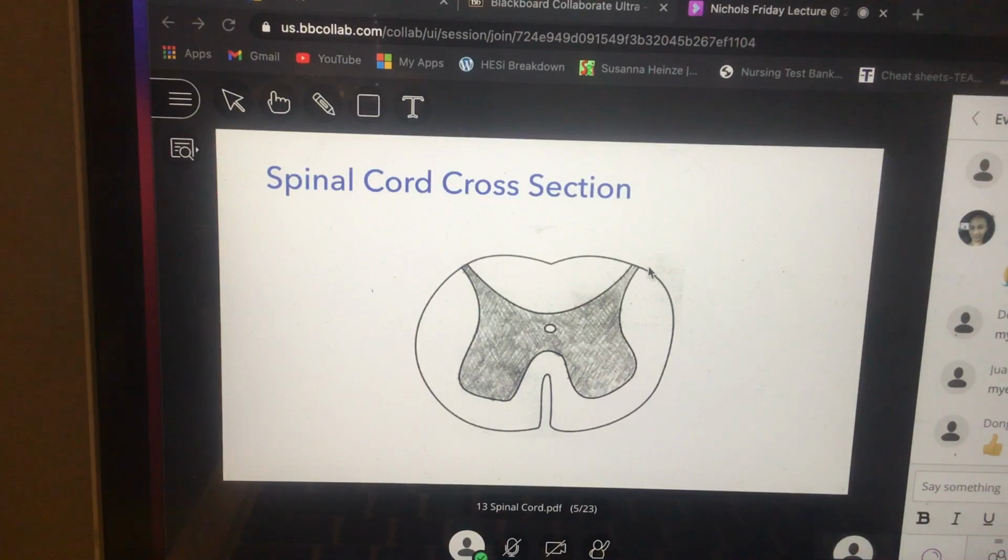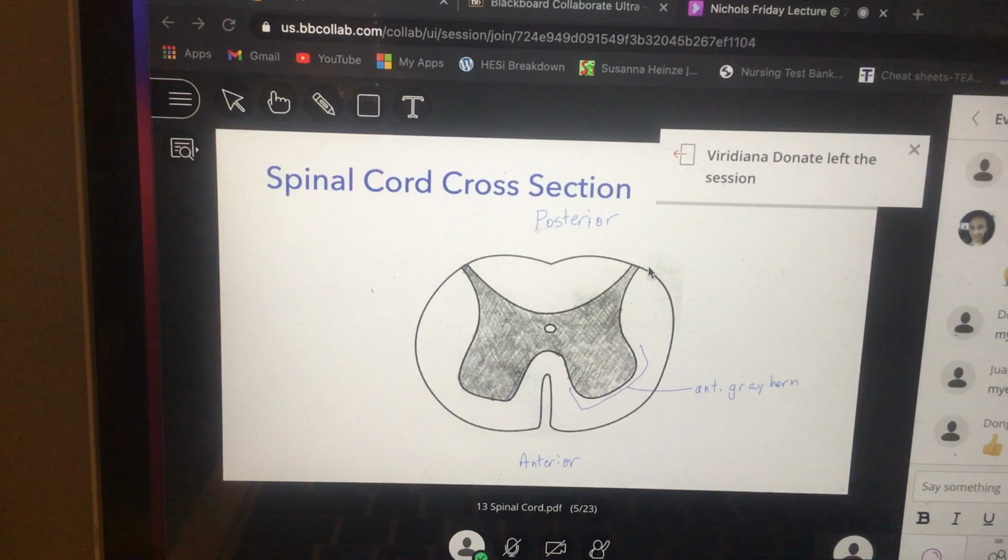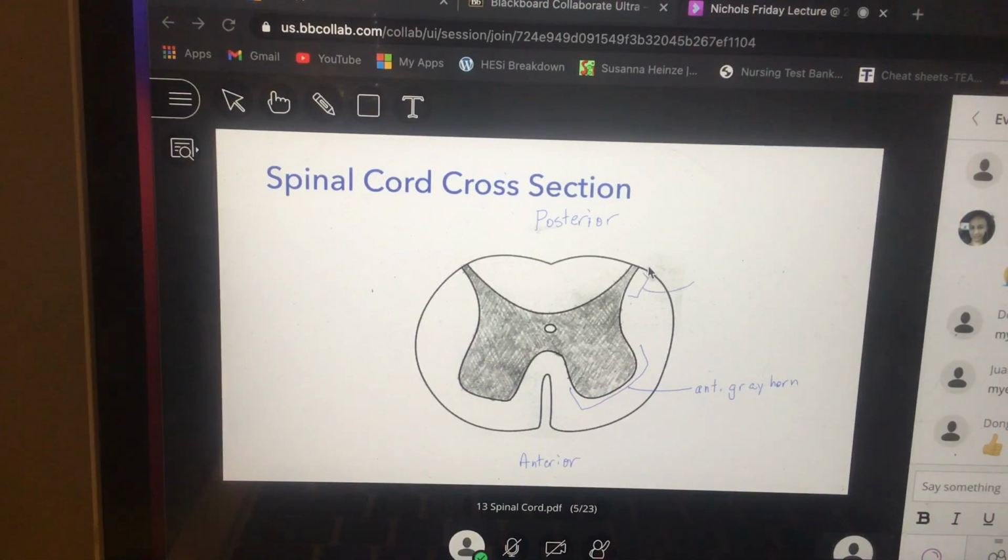Let's put some directions on here. This is posterior, so this would be towards the back. This is anterior. All right. So these lumps right here, that whole lump, for lack of a better word, is the anterior gray horn. And this little skinny one back here, that little skinny part right there, is the posterior gray horn.